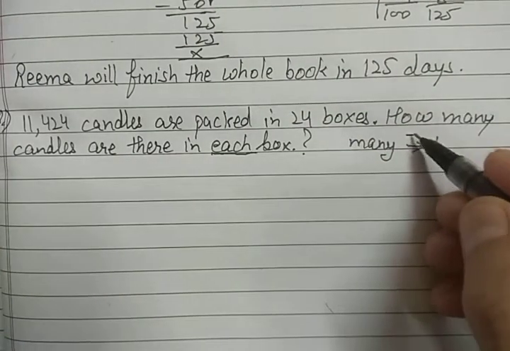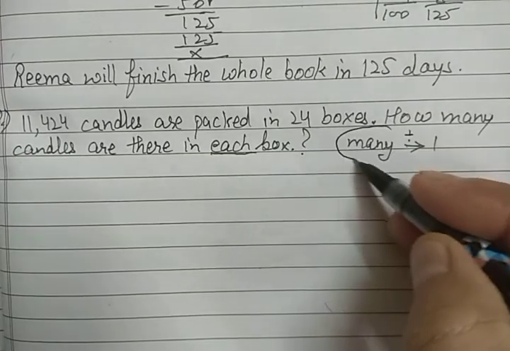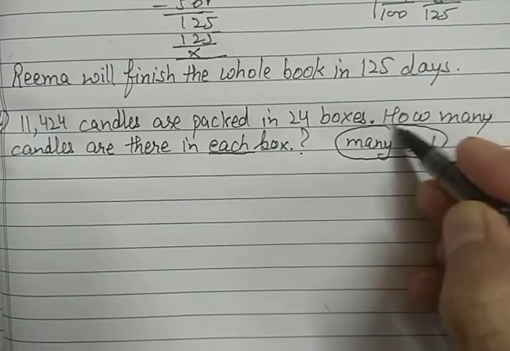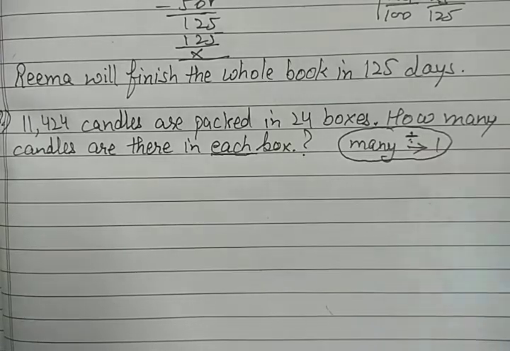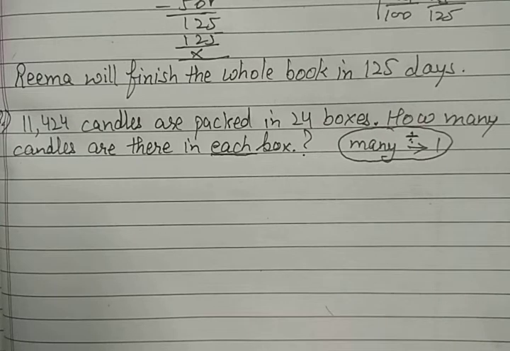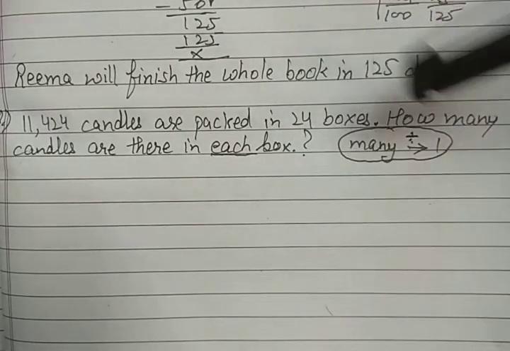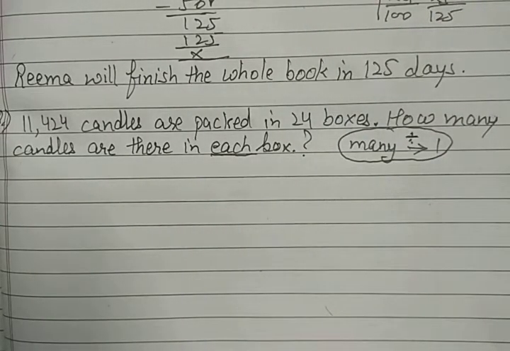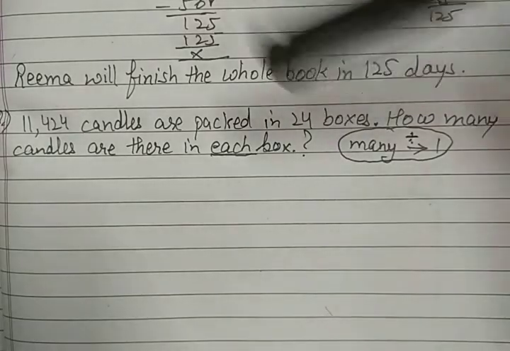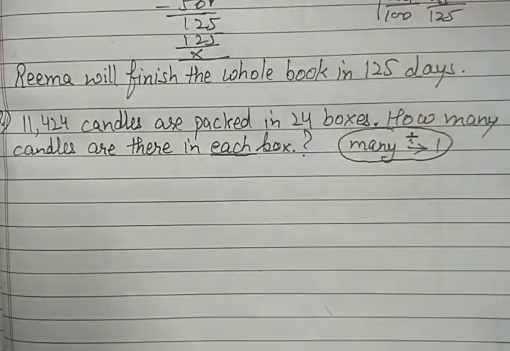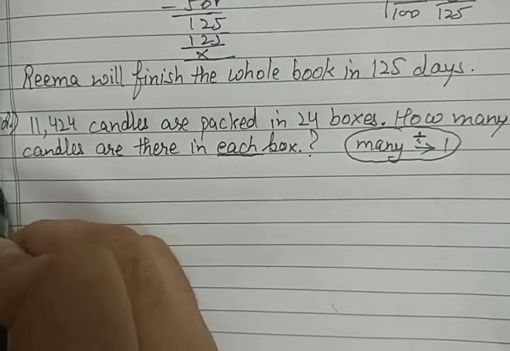We divide. जब भी हमें many things given होती है और हमने one निकालनी होती है, तो हम क्या करते हैं? Divide. As we discussed yesterday in the previous video, many to one के लिए हम always divide करते हैं. यहाँ पर 24 boxes में candle given है, हमें one box में निकालना है. So this is similar to the A and B part.